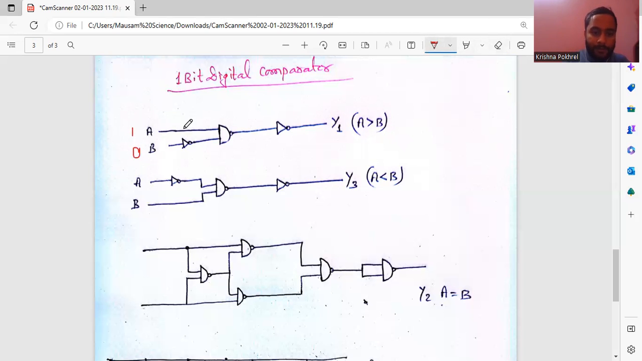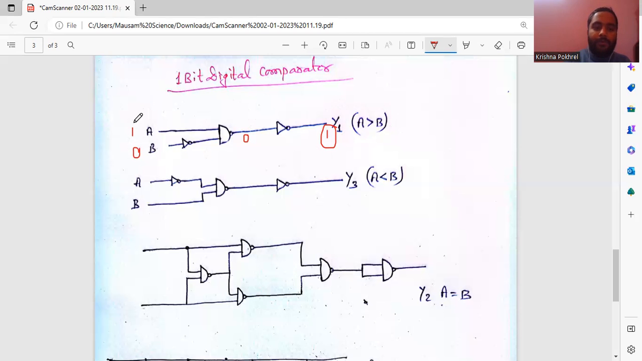So in this case, what happens? 1 comes here, and 0 coming here is converted to 1, because of the NOT gate. With 1 and 1, what will be the output? The output is 0, then Y1 will be 1, because of the NOT gate again. That means it is saying the input was correct, that A was greater than B. Otherwise, it was wrong. So see here, A is greater than B.